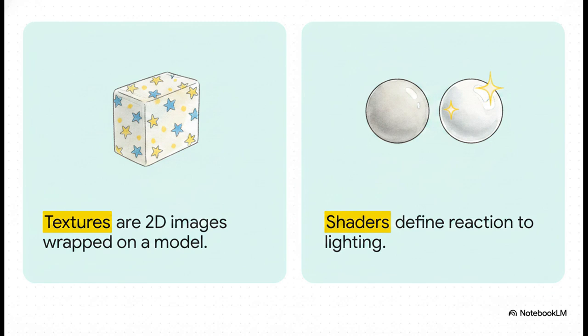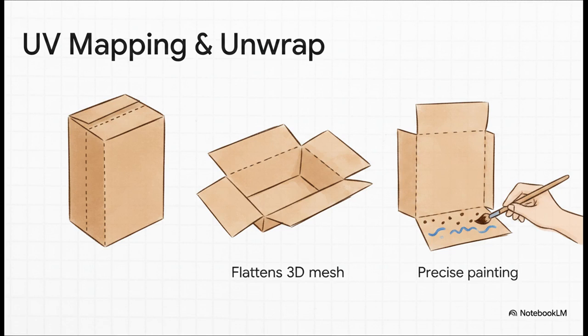You can slap a brick wall texture onto something, but you absolutely need a shader to tell the computer, hey, this brick shouldn't be shiny and reflective like a mirror. To actually get those 2D textures onto a 3D model, we use a process called UV mapping and unwrapping.